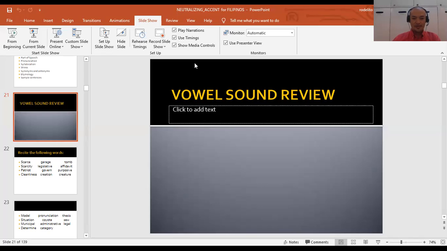And today we're gonna start off with the vowel sound review. So the purpose of this activity is for us to be acquainted with how words are pronounced in the dictionaries. And of course, we cannot do that unless we are familiar with the pronunciation guide or the symbols that are used in the Webster's dictionary.